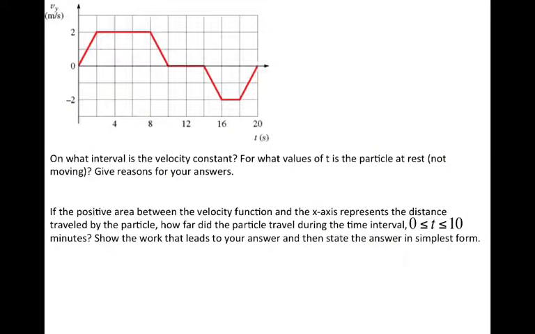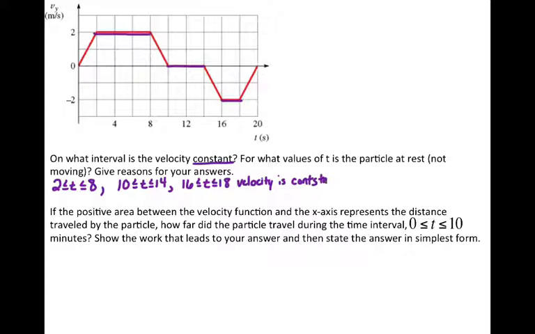All right. On what interval is the velocity constant? So constant means it's not changing. So you have 3 intervals on this particular problem. You got it going from 2 to 8, and then from 10 to 14, and then also from 16 to 18. And I know the velocity is constant because it's not changing. And you can just write that it doesn't change, or you can say it's horizontal or whatever. And remember, when you write the interval, you put small number, t, big number, and then the less than or equal to signs in between.